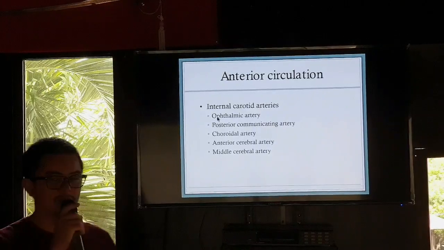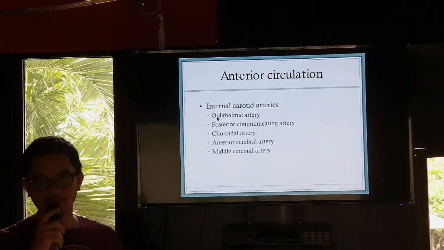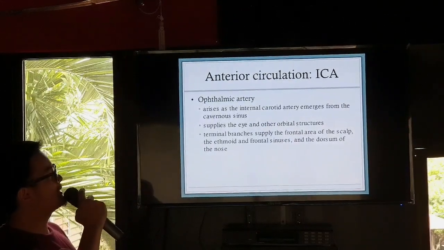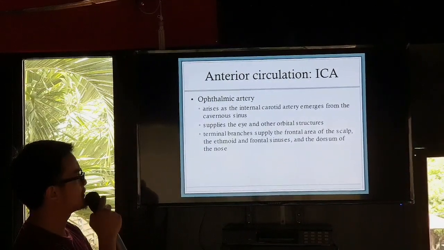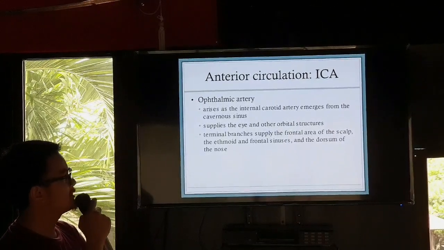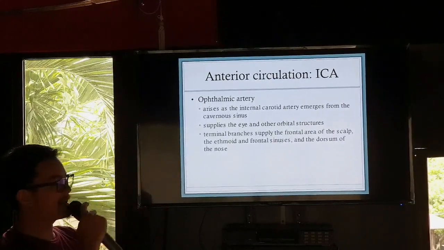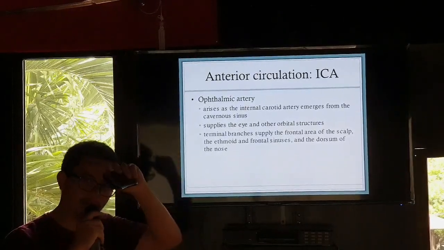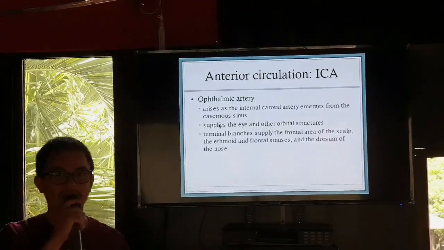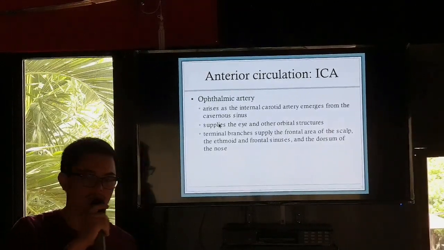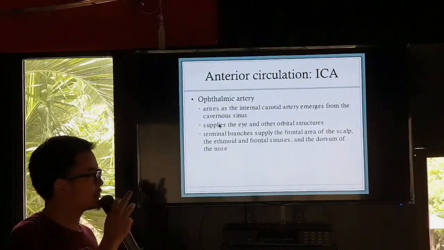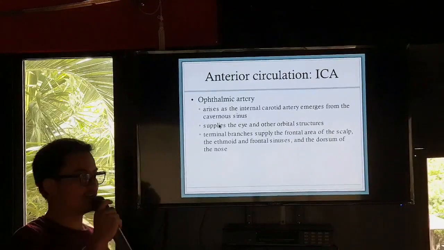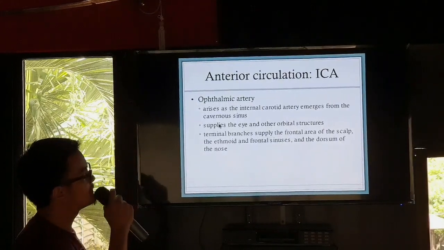And of course, it also provides arterial blood to the eye. Okay? So the ophthalmic artery arises as the internal carotid emerges from the cavernous sinus. It supplies the eye and other orbital structures, and its terminal branches give supply to the frontal area of the scalp, the ethmoid and frontal sinuses, and the dorsum of the nose. Okay? Those branches are the supratrochlear artery, the supraorbital, and the anterior and posterior ethmoidal arteries, and such.